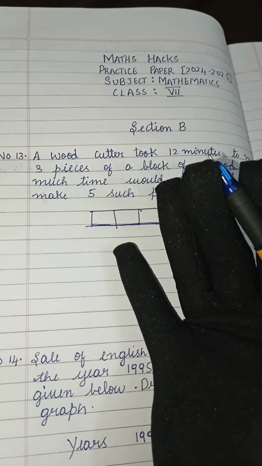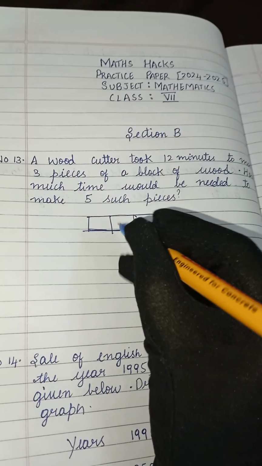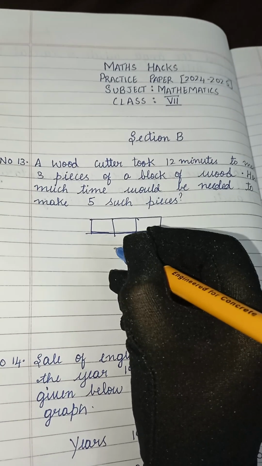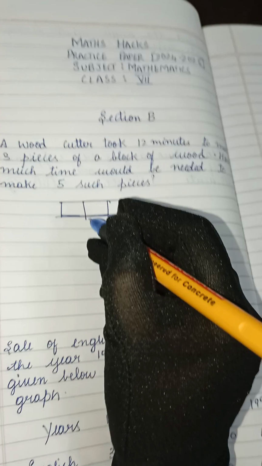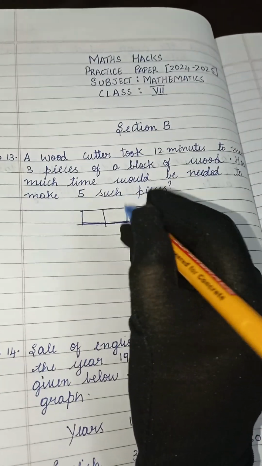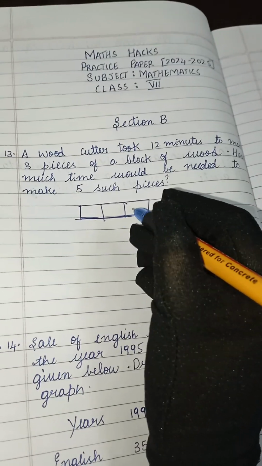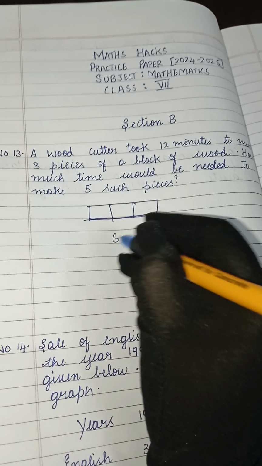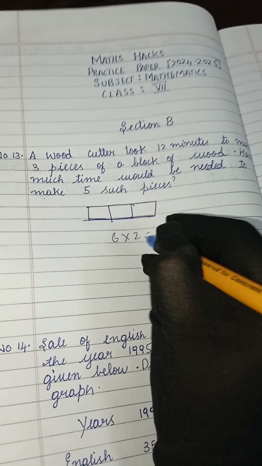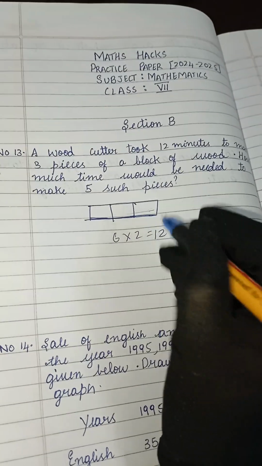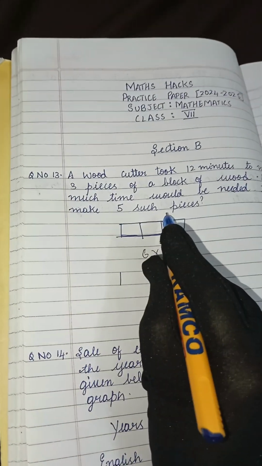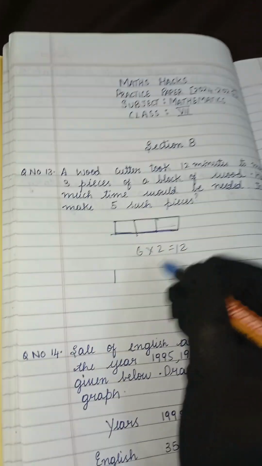So what is the half of 12? It is 6. So he has made 2 strokes here, 2 cuts. So to make one cut, it took how many minutes? 6 minutes. To make the other cut, it took 6 more minutes, right? So 6 twos are 12. It took 12 minutes to make 3 pieces. Now he is going to cut the wood block into 5 pieces, right?